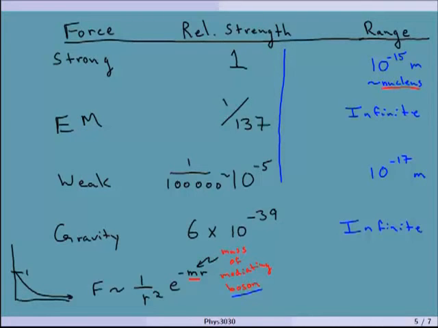To me, that sort of makes sense. But notice that the lines here, the relative strength increases as I go down. Right? The relative strength is increasing here. But the range doesn't do that, right? It jumps all over the place. E&M and gravity are infinite, and then these guys have much smaller scales. And that really has to do with the mass, as I talked about down here. Okay.